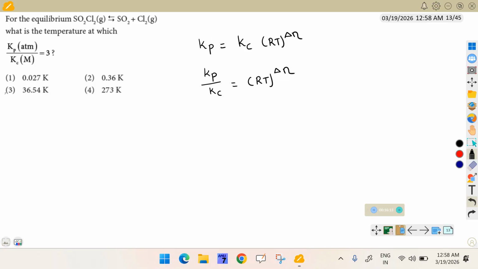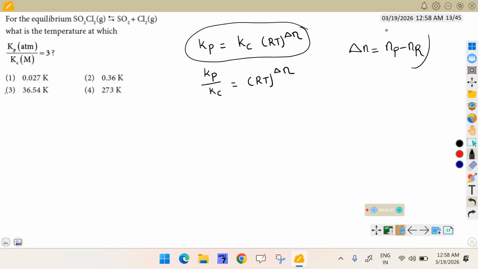For the equilibrium, SO2Cl2 gives rise to SO2 plus Cl2. Calculate the value of temperature. What is the relation between Kp and Kc? Kp is equal to Kc RT power delta N. Kp by Kc is equal to RT power delta N. Now calculate delta N. Delta N is calculated by using the formula Np minus Nr. Only consider gaseous reactants and gaseous products. Gaseous products 2, gaseous reactants 1. So delta N value is equal to 1.